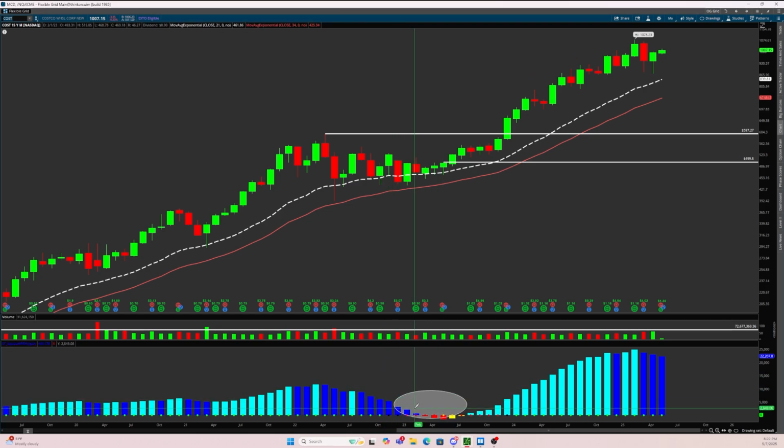Now, how do we know that price is in a squeeze? That's going to be represented by the red dots and the orange dots. So whenever you see those, you want to pay attention.